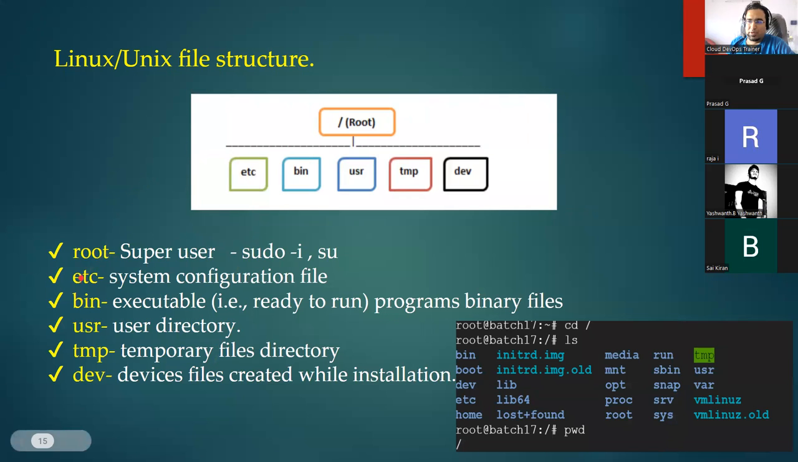Etc, where the system configurations are available, like program files. Bin, where executable files are already there, meaning ready to run, like programs or binary files. There are some binary files available which are ready to use. We can go into the bin location and use them. User directory, where all the users' related information is available. Users' home pages will be available in the user directory.